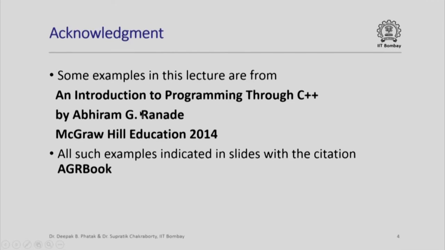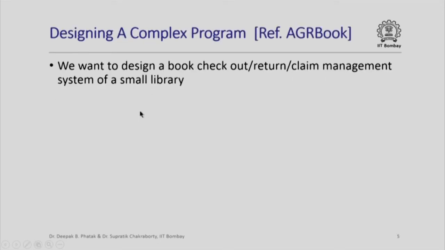Some examples in this lecture are from the book An Introduction to Programming Through C++ by Abhiram G. Ranade, published by McGraw-Hill Education in 2014. All such examples are going to be indicated in the slides with the citation AGR book. Now this particular example that we are going to discuss now is motivated by the AGR book.